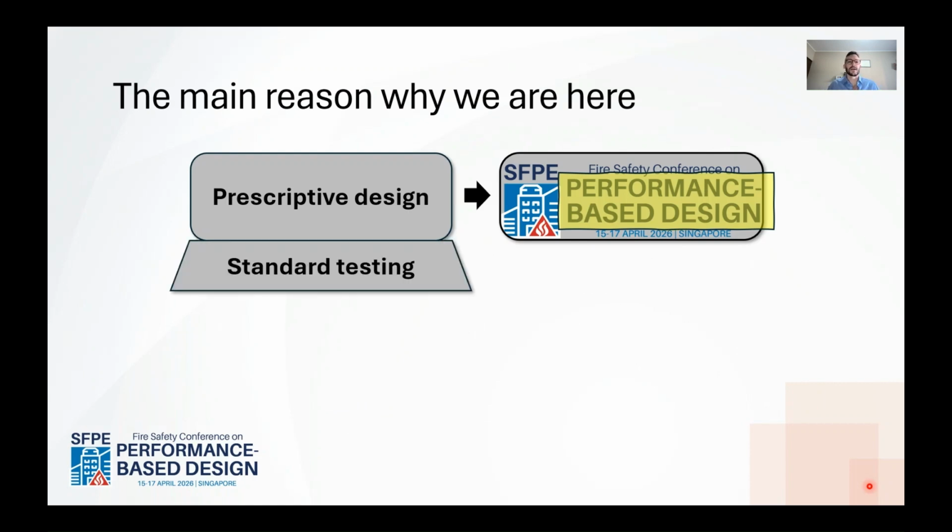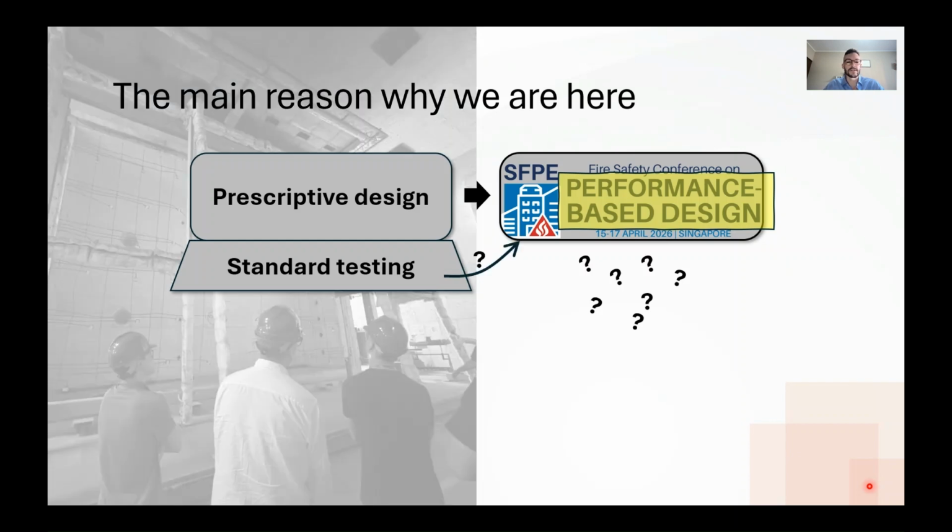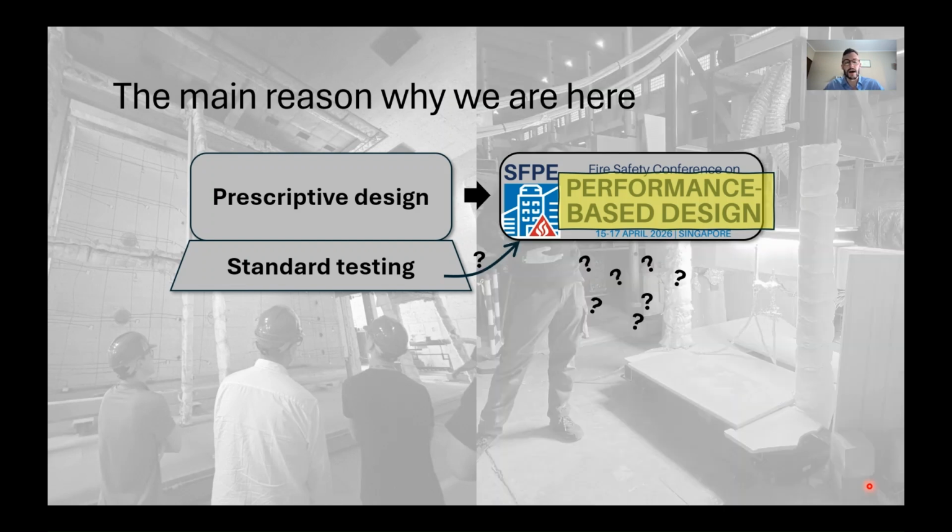Prescriptive design is based on classification systems that are derived from standard testing, which raises the question of which tests do we actually need for performance-based design? Can we use standard testing, for instance, a furnace test? Or do we need application-specific tests? For instance, here in the background, you see the radiant panel that we have at UGent, which can be used to simulate localized fire exposures.